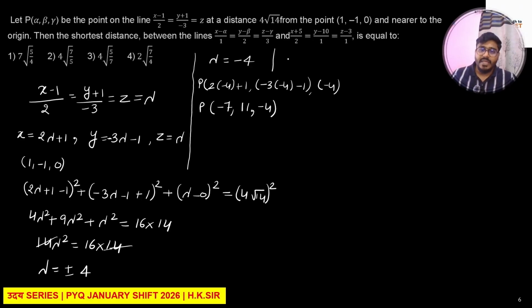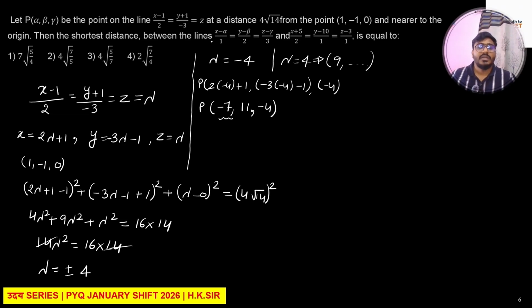If you take lambda equal to 4, you will get another point. Put lambda equal to 4 here, 8 plus 1, 9, comma something. But they are saying this point is nearer to the origin. Minus 7 and plus 9, so which one is nearest to the origin? Minus 7 now. So this is the point which is nearer to the origin. Okay, so this is point P.